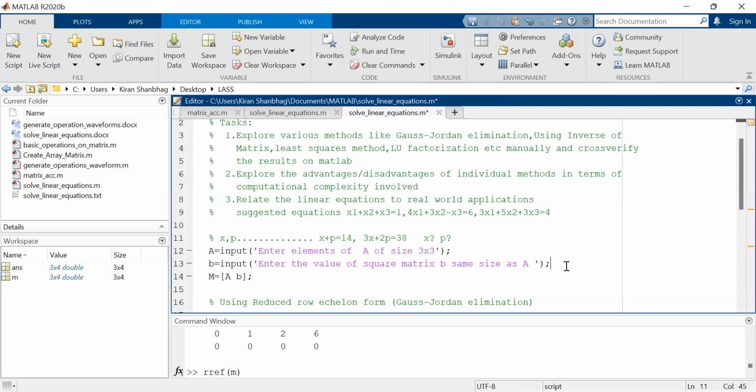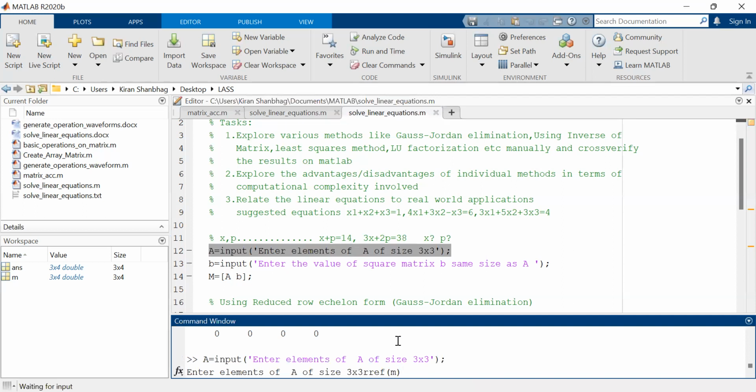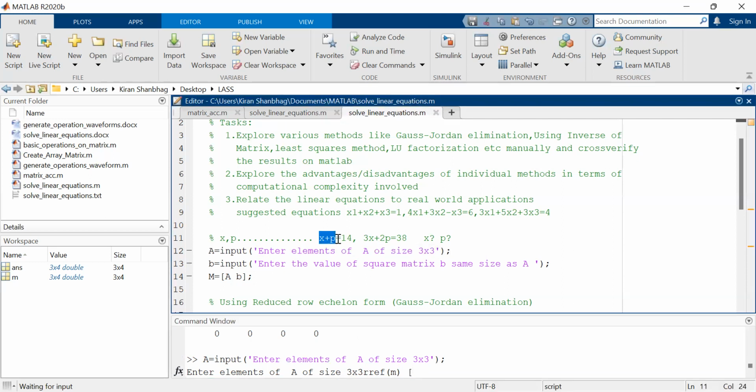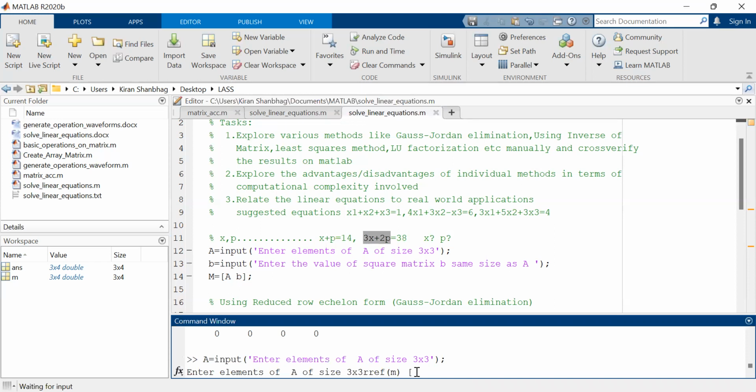The method for reduced echelon form is, first, you have to enter the matrix. Do not give any heed to this particular thing. Let me run the first and second commands. What should I enter in A? Any idea, folks? The coefficients of X and P in equation 1 form the first row, and 3 and 2 form the second row. So the first one is 1 space 1, and the second is 3 space 2.